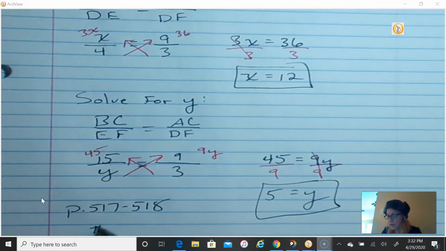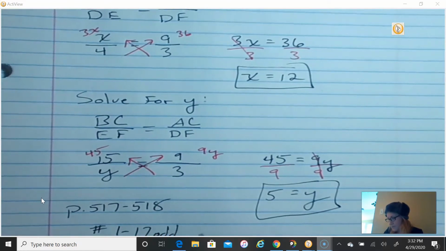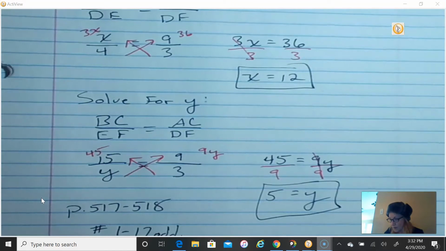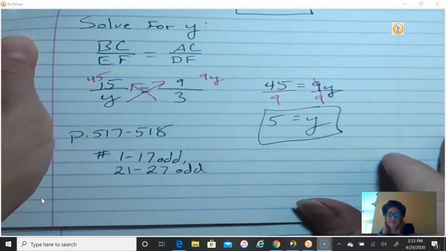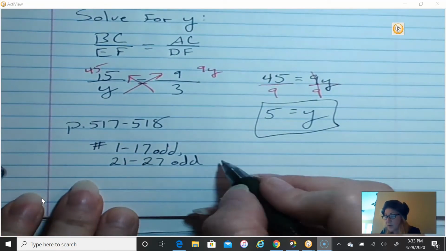You're going to do page 517. I think I'm just going to have you do 517. I don't know yet. So you're going to do 1 through 17 odd. Then you're going to do 21 to 27 odd. Okay. 1 through 17 odd, 21 through 27 odd.